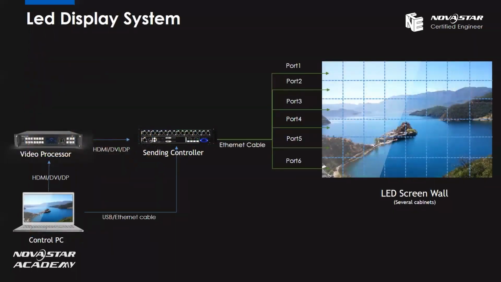So this time, the basic structure should be like this. The video source comes from the control computer and goes to the video processor first. The video processor then needs to deal with the video source before providing it to the sending controller, such as the scaling function or some other functions. For the other parts of the basic structure, they are totally the same.